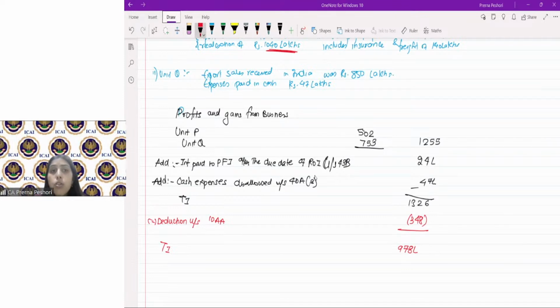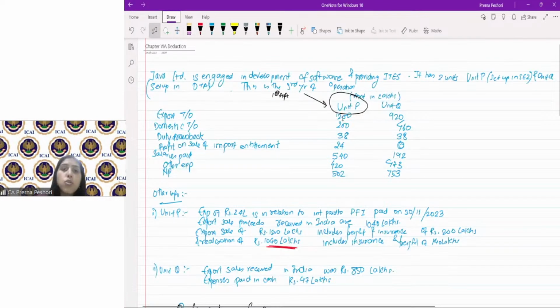Kaushiki, my total turnover is how much? 1200 plus 200. This is 1400, right? I'm not adding 200. I'm reducing this 200 lakh, which is the freight and insurance. Clear, Kaushiki? Yes, Shanvi, correct.